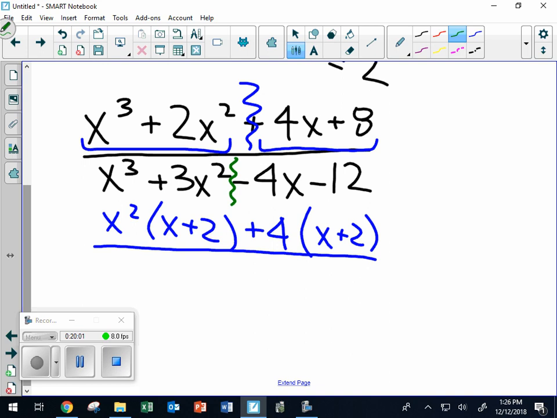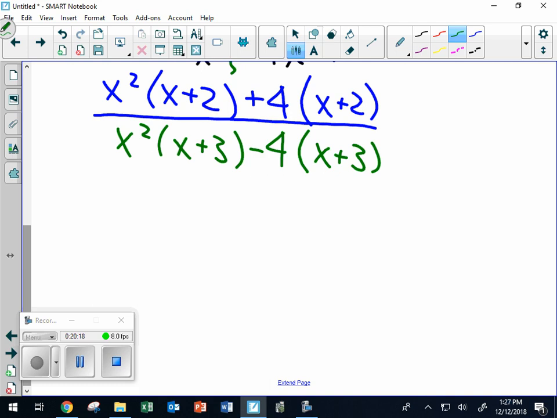Now we got to factor out our bottom. Okay, same thing for this bottom part. We have an x squared that we can factor out, and it leaves behind an x plus 3. What factors out of that second part? A -4. And then we're left with an x plus 3 again.